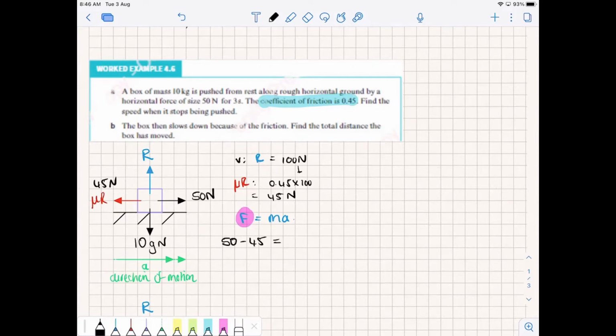The mass of the object is 10 kilograms, and I want to find the acceleration. So I'm going to have 5 divided by 10, which gives me 0.5 meters per second squared. So there's my acceleration. Now I can go back and think, what information did I have? I go to the question and I can see that it was pushed from rest, so I know my initial velocity is 0. I pushed the object for how long? For 3 seconds.